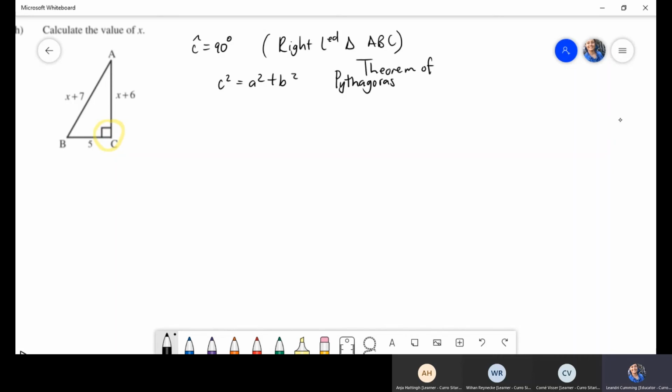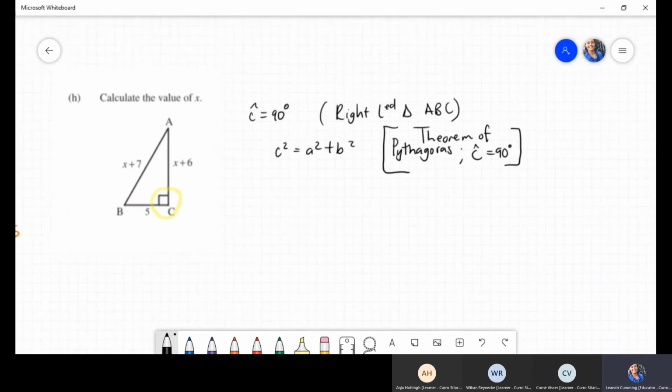Theorem of Pythagoras. Why? Because angle C is 90 degrees. That's your complete reason, okay? Just because we also want to test whether you can assess, is this in fact a right angle triangle? Now, what do I have here?